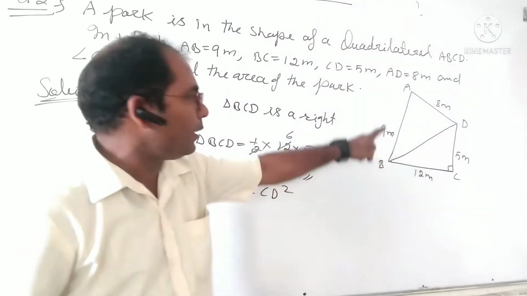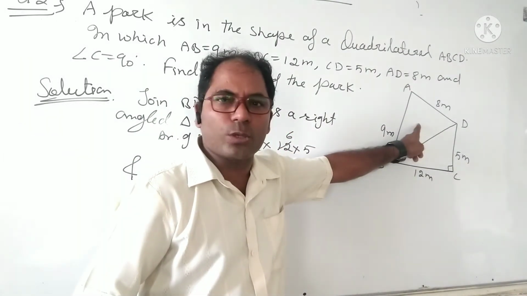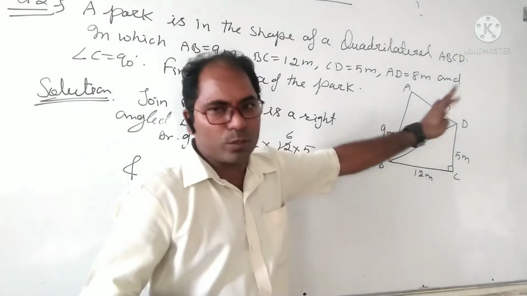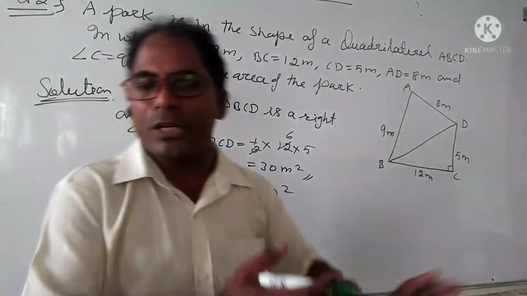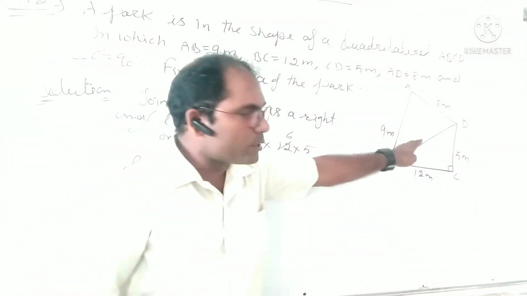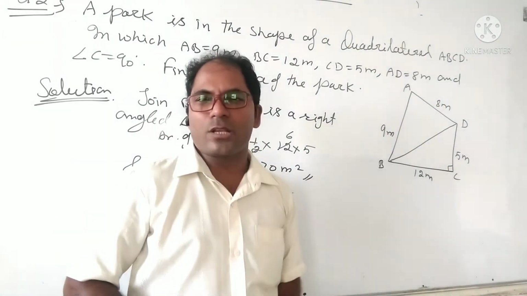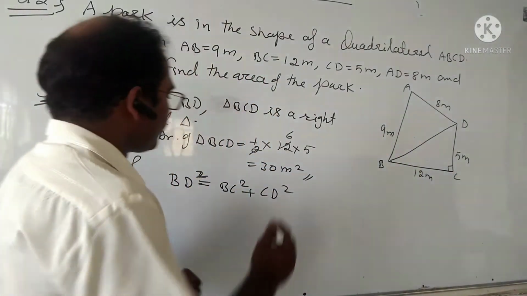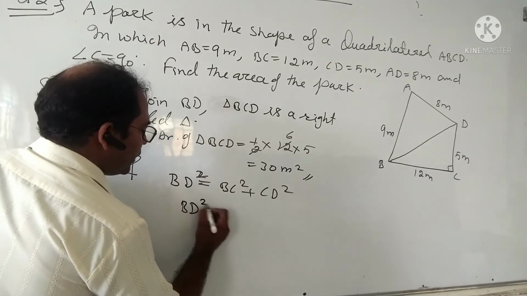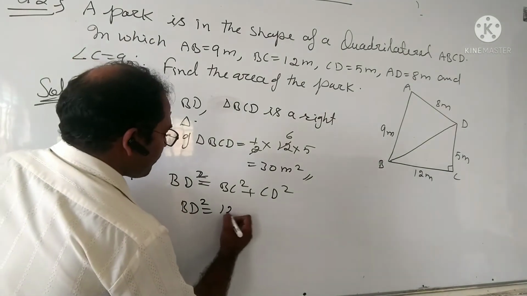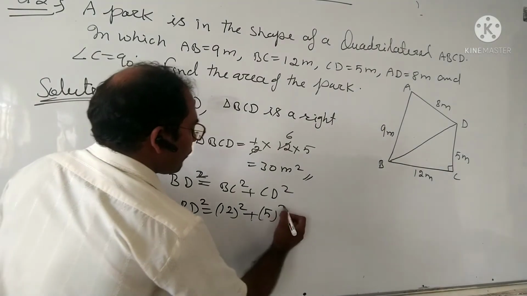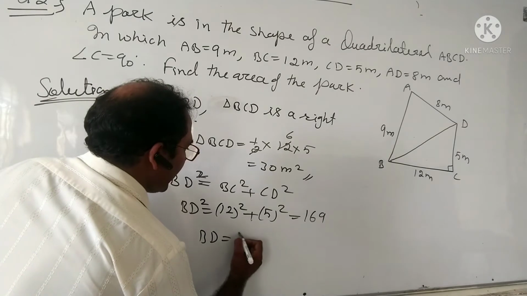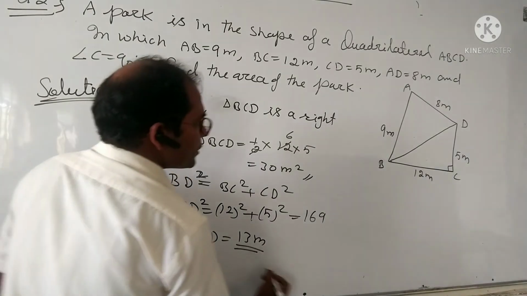Why are we going to find BD? Because we need to find the area of this triangle also, and two sides are given, but the third side is not given. And angle A also is not given. We don't know if angle A is 90 degree or whatever. So we need to find the third side also. And when we have all three sides, we can use Heron's formula and find the solution. So we are finding BD. BD square equals BC is given 12, square of 12 plus square of 5, that equals 169. So square root of 169 is 13 meter. BD is 13 meter.